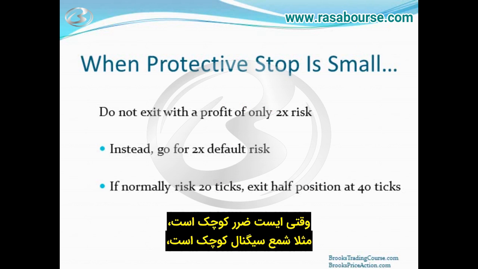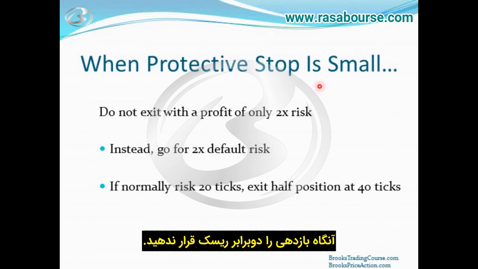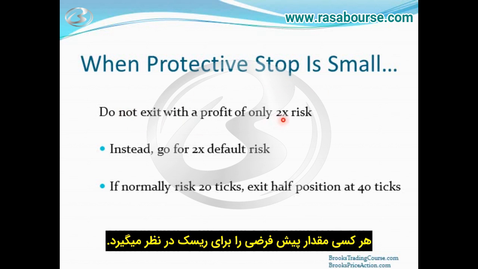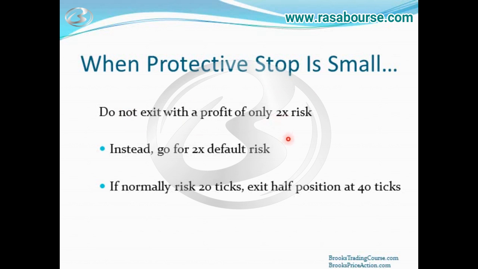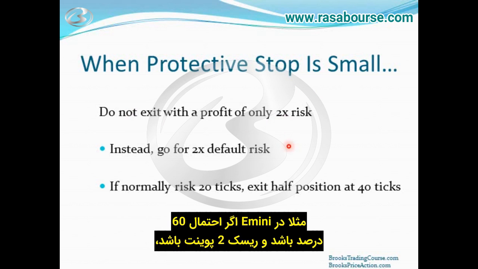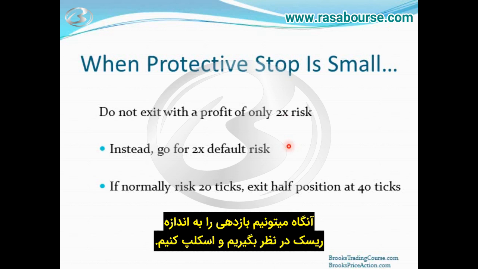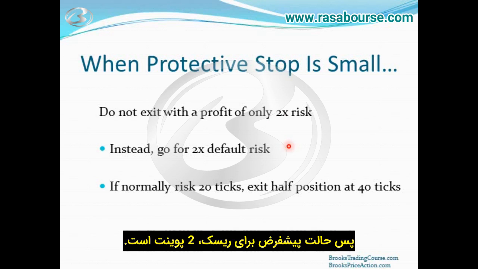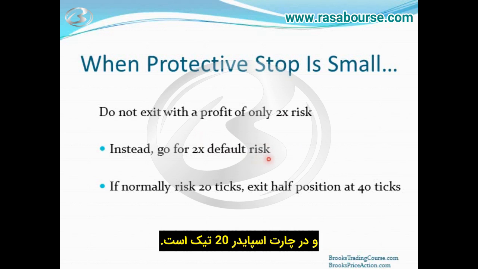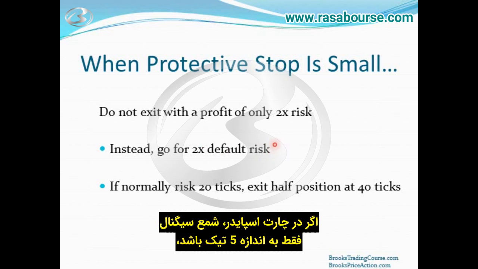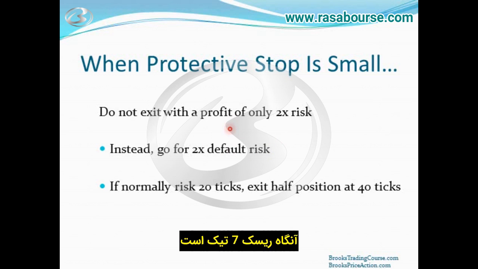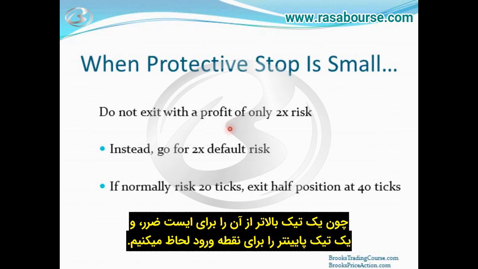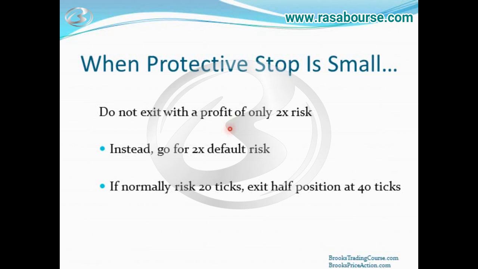When you find that your protective stop is small, let's say your signal bar is small, don't exit with a profit of only 2 times your risk. Everybody has a default risk, right? For example, in the E-mini, currently a 2-point stop and a 2-point target is the minimum for a 60% scalp. So the default risk in the E-mini is 2 points. It would be 20 ticks in the spider. If your signal bar is only 5 ticks tall in the spider, that means your risk is 7 ticks, 1 tick above for the stop, 1 tick below for the entry.